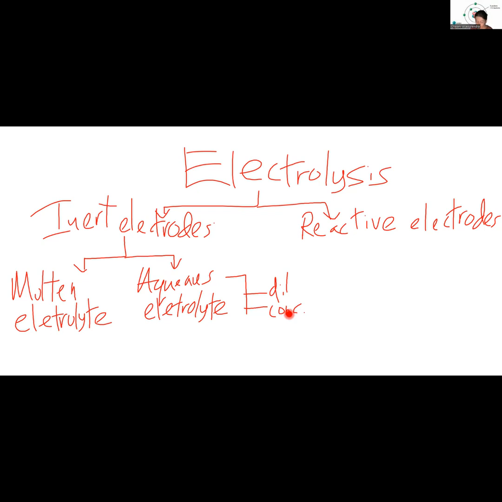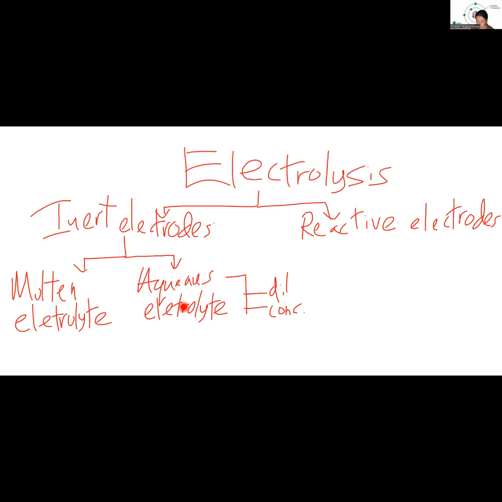Now, when it comes to reactive electrodes, the story changes completely. Why? The metal can react now, so the solution doesn't have to provide all ions. In the previous case, always the electrolyte had to provide the ions, because the electrode was not providing electrons to the battery. The battery was asking for electrons. So molten electrolyte and aqueous electrolyte provided the ions so that the electron flow can be maintained.